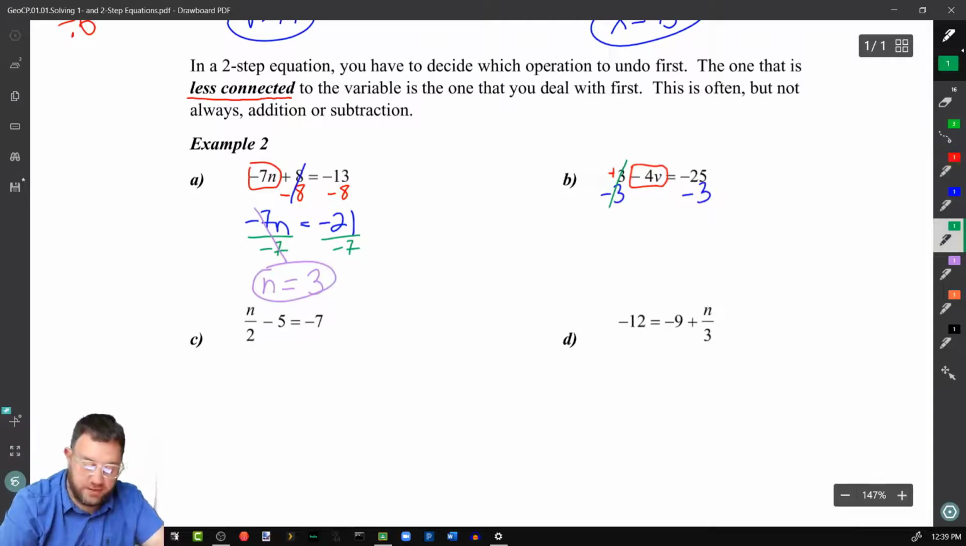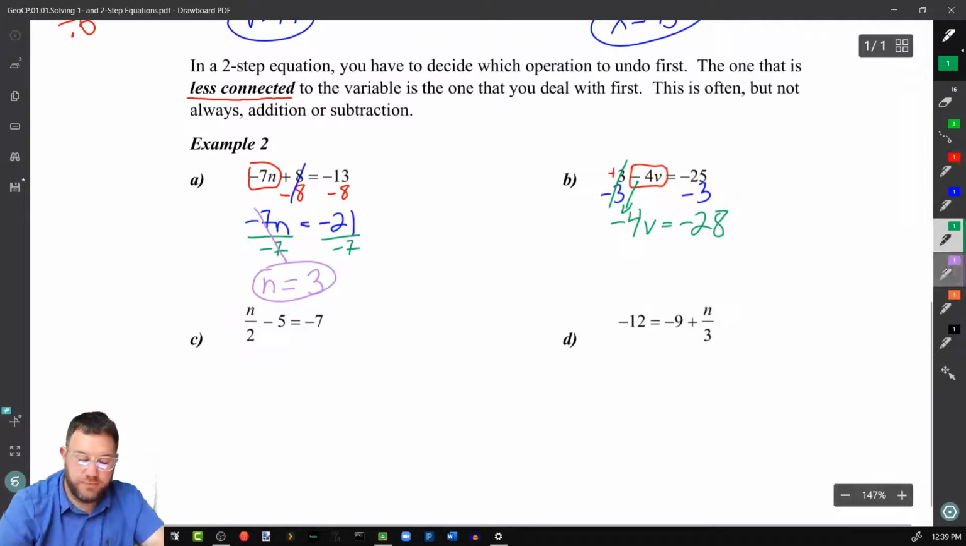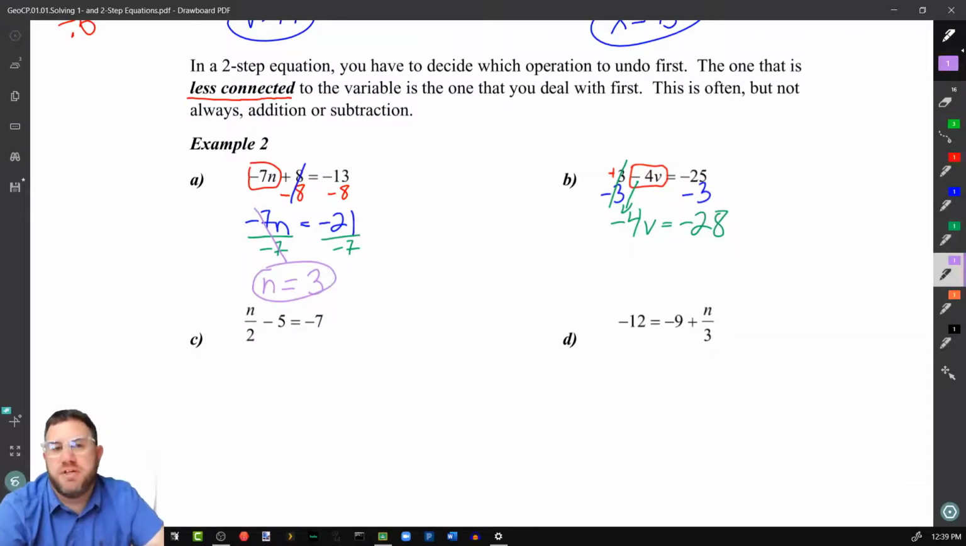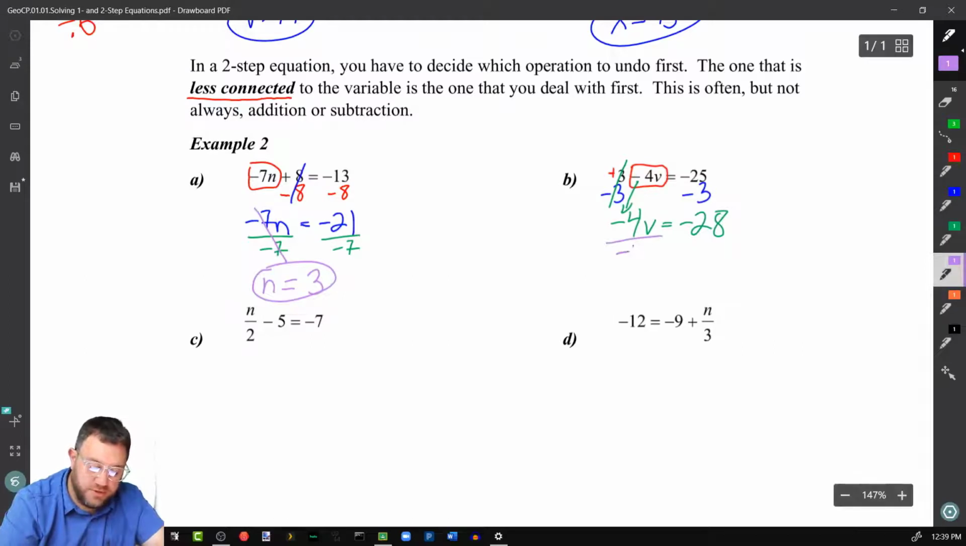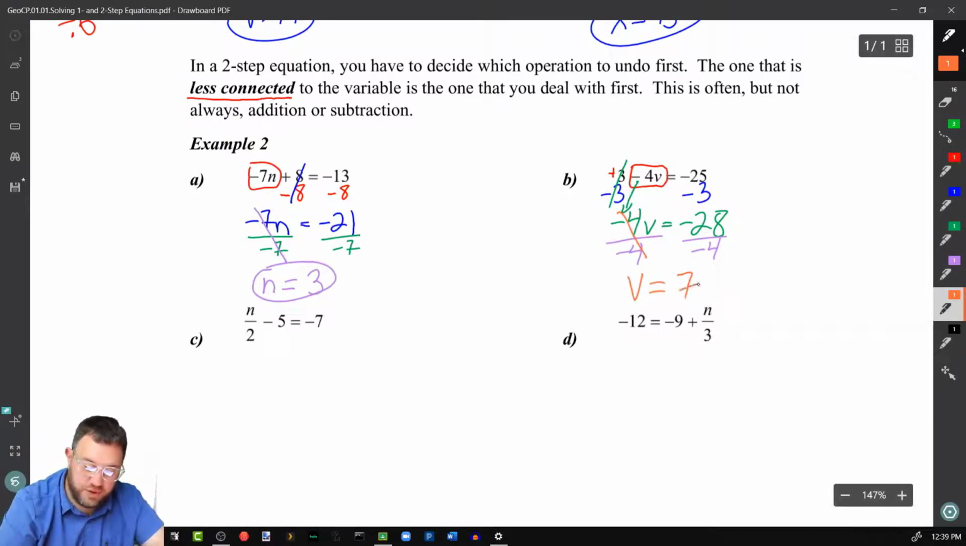Cancels out over there. So we have -4v. Don't forget to bring down that negative sign. Then -25 minus 3 gives us -28. And again, now we're into a dividing problem. We'll divide by -4. So our -4's cancel out. And we're left with v equals -28 divided by -4 gives you +7.